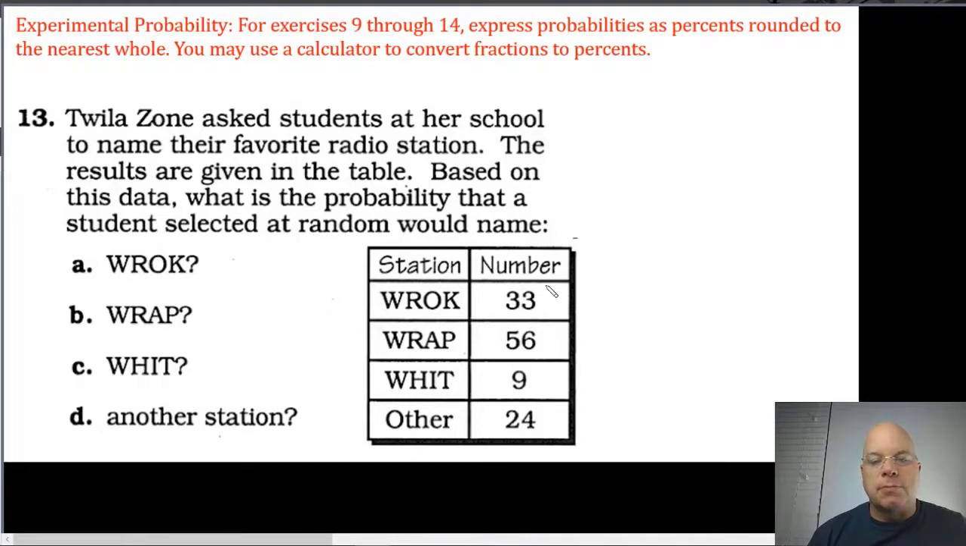So this is probability based on experimental data or a survey. And so the probability that a student would choose WROK would be 33 out of whatever the sum is of all of the students surveyed. That's 89, 98, 108, 128. No, I did that wrong. Let's do this more carefully.